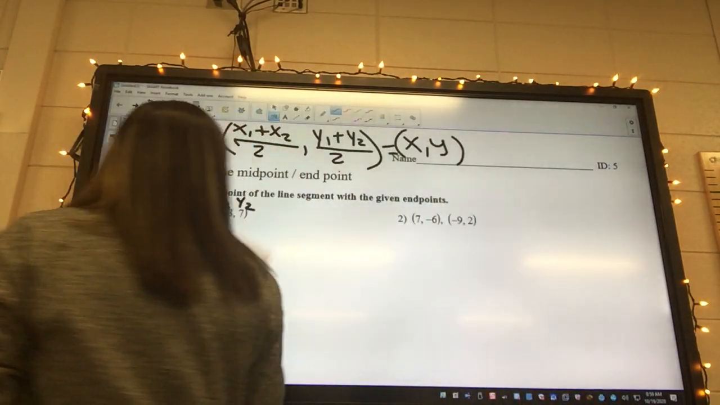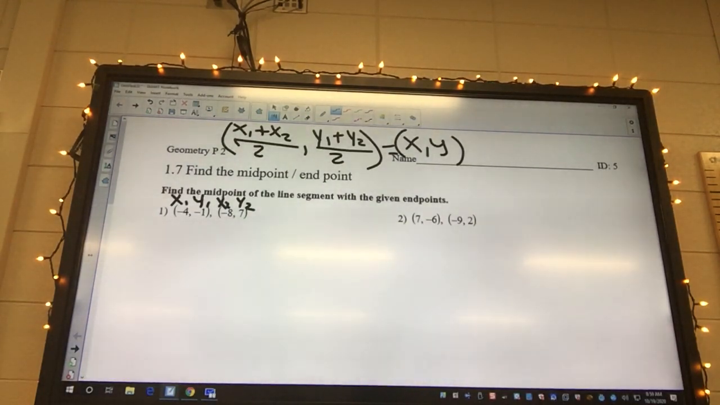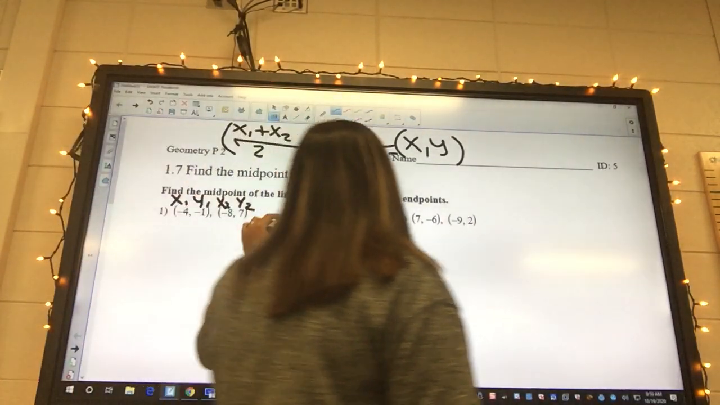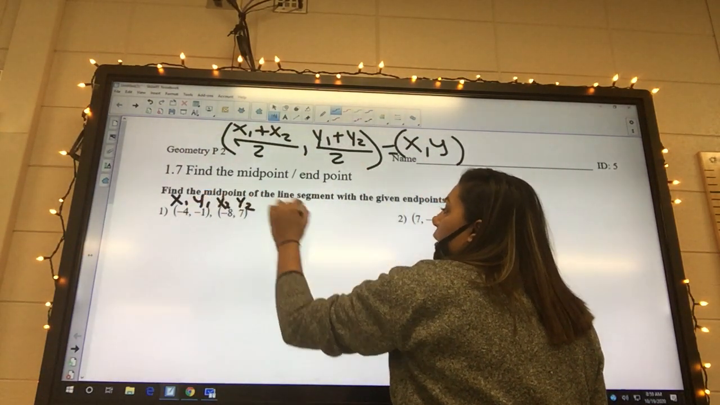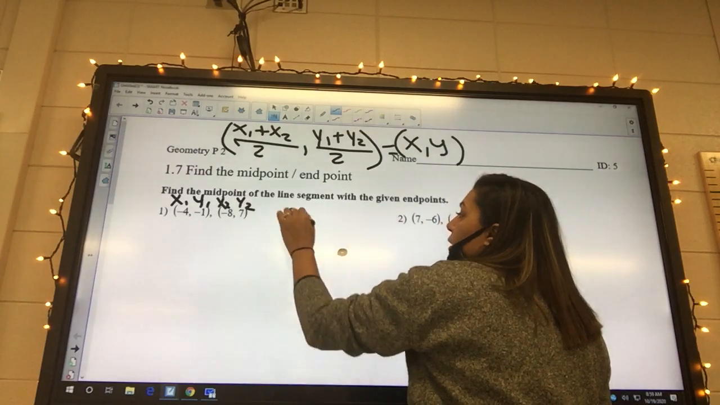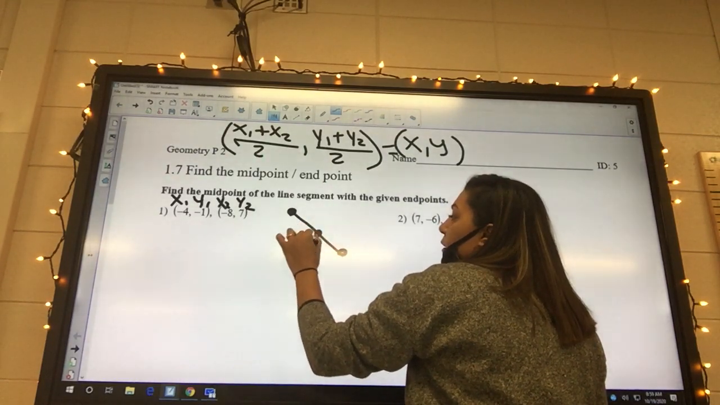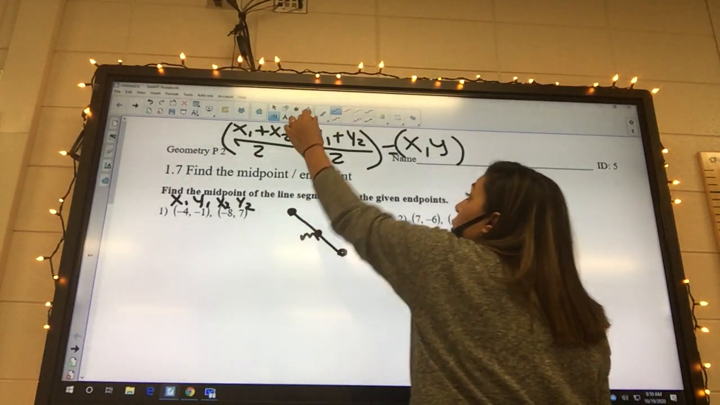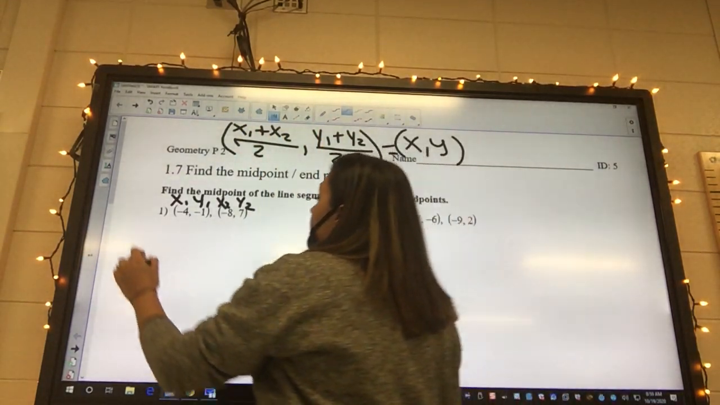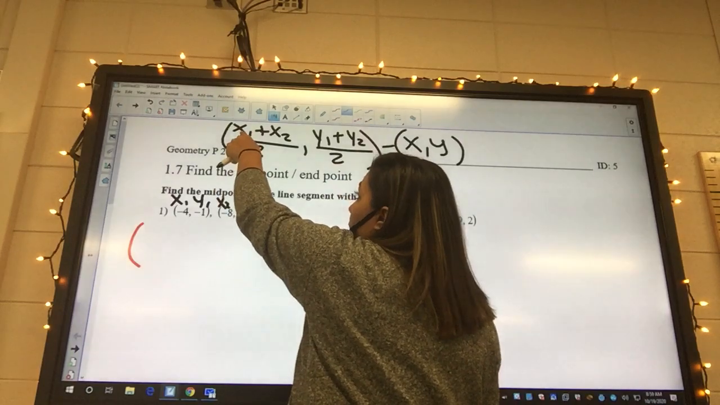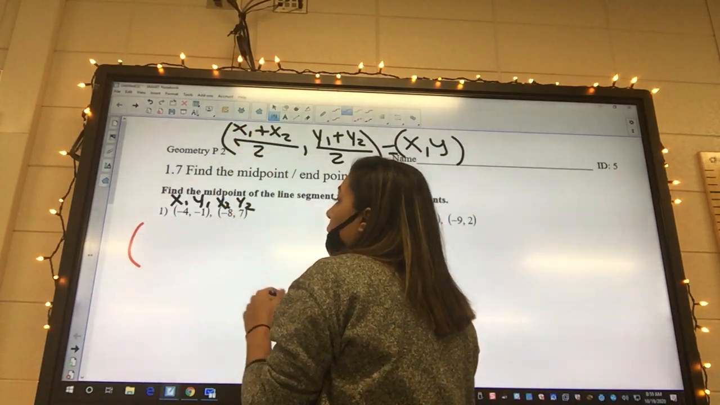It says find the midpoint of each line segment with the given endpoints. What that's saying is right here you have this coordinate for x1 and y1, and you have this coordinate for x2 and y2, and they want you to find the midpoint, the M. So we're going to use our formula. I'm plugging stuff in, so x sub 1 is what?